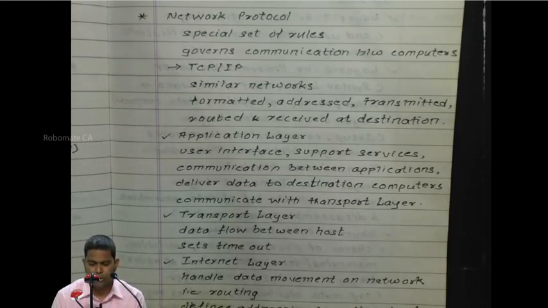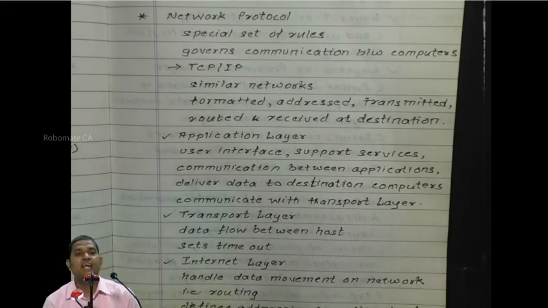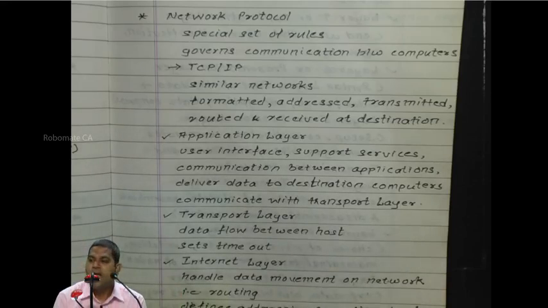So what is network protocol? It's a special set of rules and regulations. And these rules and regulations govern the communication between computers. Now are you understanding? There are two different types of transmission protocol. One is called TCP/IP and the other one is called the OSI model, Open System Interconnection Model.